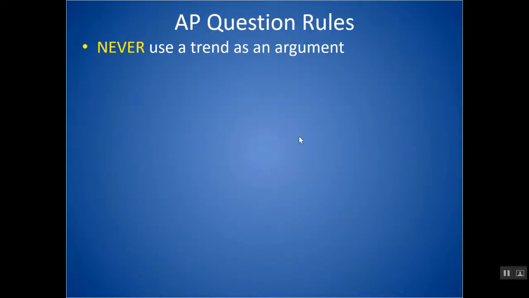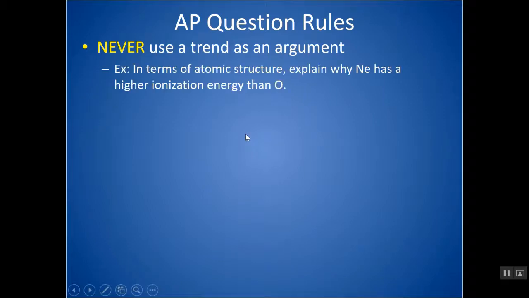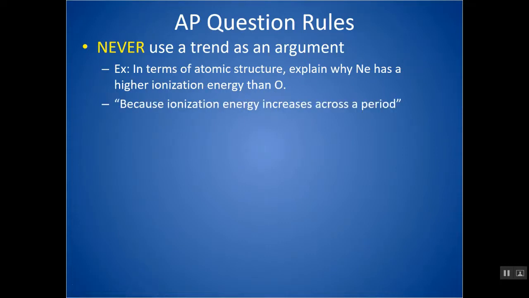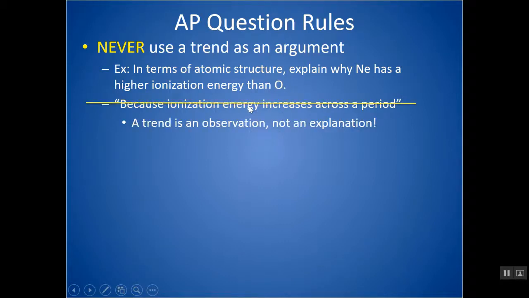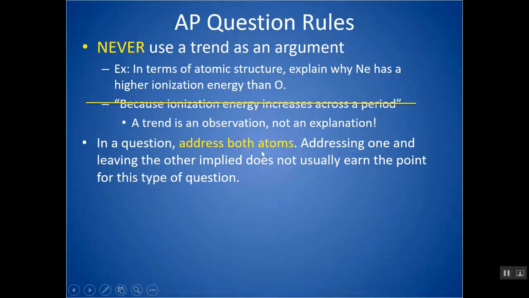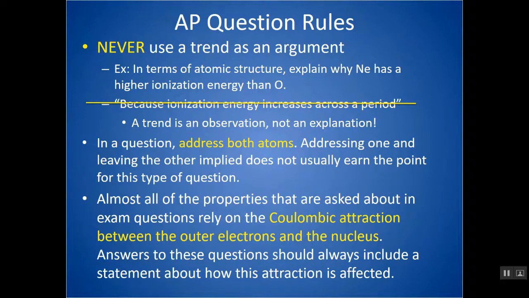So just a couple of tips at the end. Never use a trend as an argument. So if I have to explain in terms of atomic structure why neon has a higher ionization energy than O, don't say, because I know ionization energy increases across a period, or this is further to the right, or anything like that. You want to explain why. In a question, address both atoms. Addressing one and leaving the other implied doesn't usually earn the point, so make sure you talk about both things. And again, almost all of the properties that are asked about rely on the Coulombic attraction between the outer electrons and the nucleus. And remember, we know Coulombic force of attraction is related to effective nuclear charge, or charge, and distance.